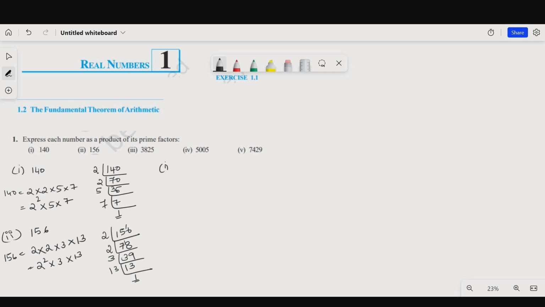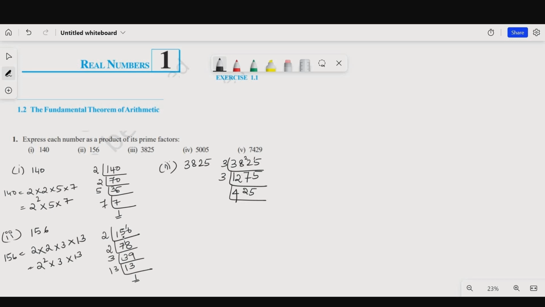Now the third question is 3825. The smallest prime number that can divide 3825 is 3. 3 1s are 3, 3 2s are 6, carry 2, 7 3s are 21, carry 1, 5 3s are 15, giving 1275. Again, this 1275 is divisible by 3: 4 3s are 12, 3 2s are 6, carry 1, 5 3s are 15, giving 425.